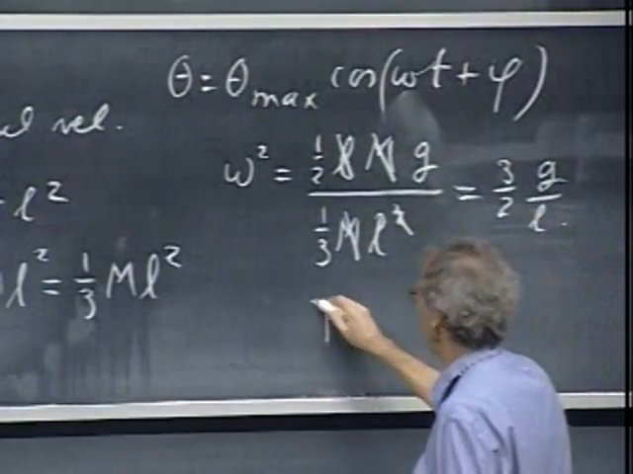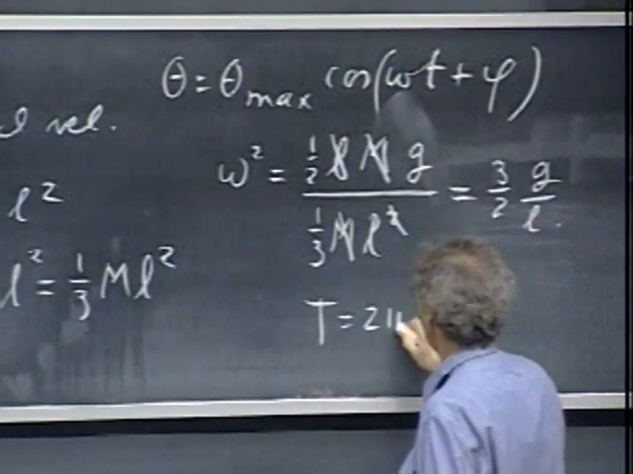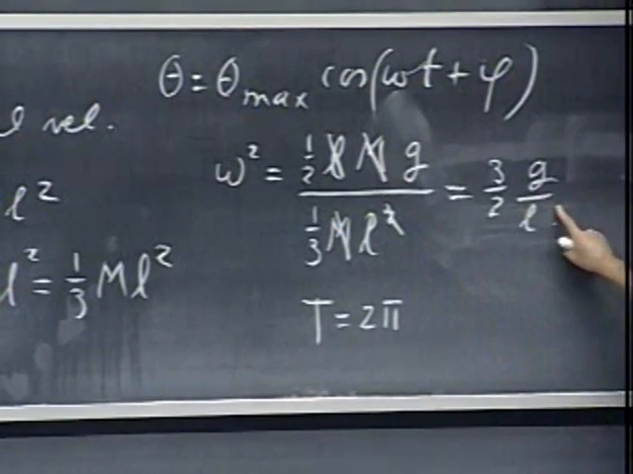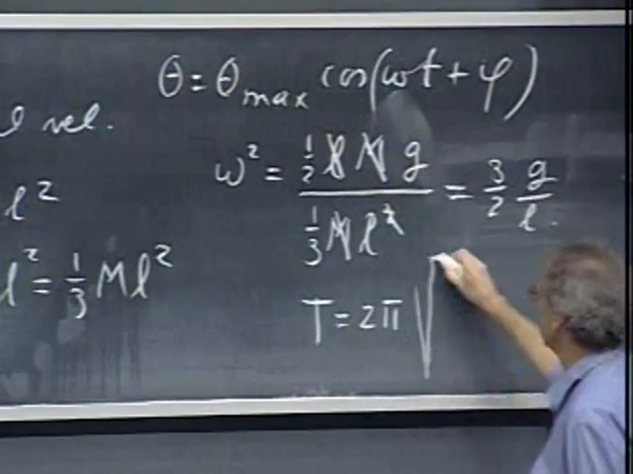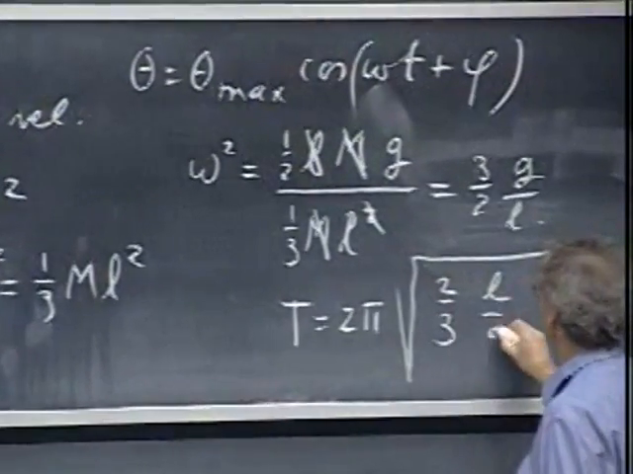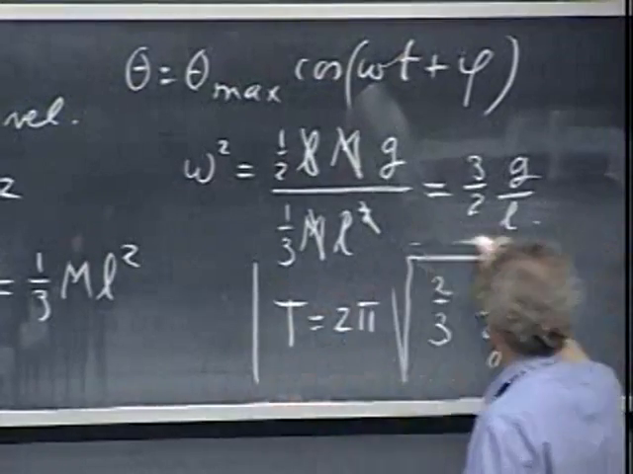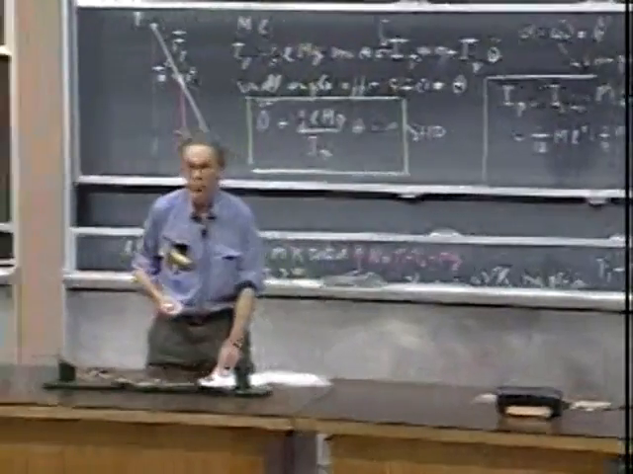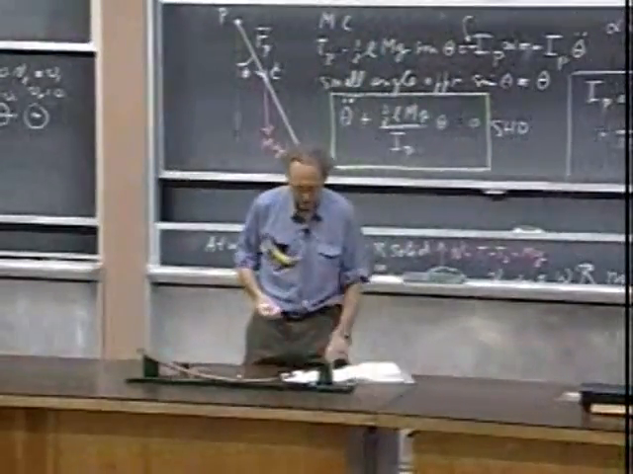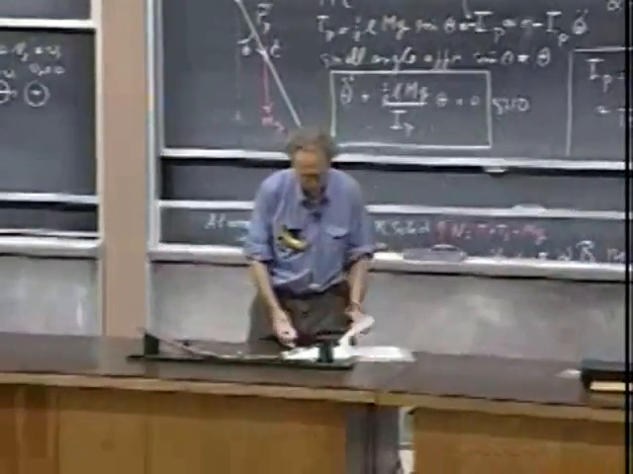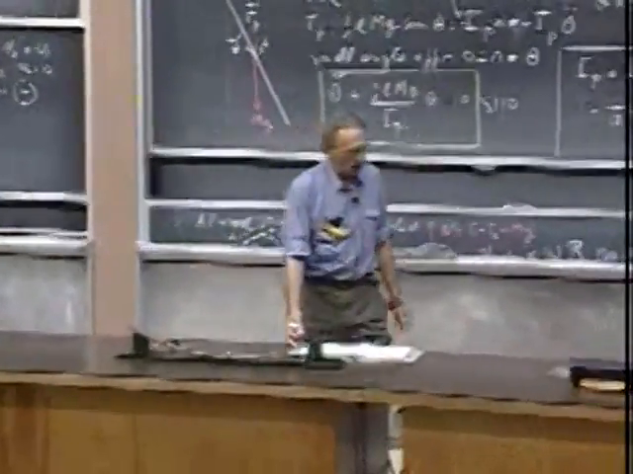And so the period of one oscillation is 2π divided by ω. ω is the square root of this, so that becomes 2π times the square root of 2/3 L over g. And that is the period of the oscillation of this ruler. We worked on something similar in lectures, and we even measured the period, and we found very, very good agreement with the theoretical prediction.